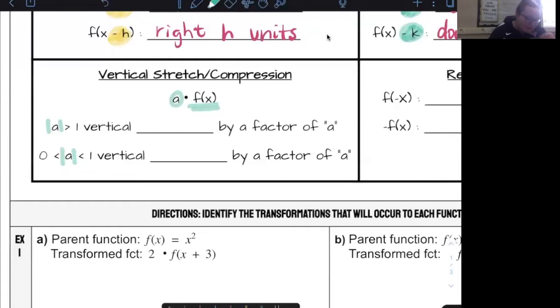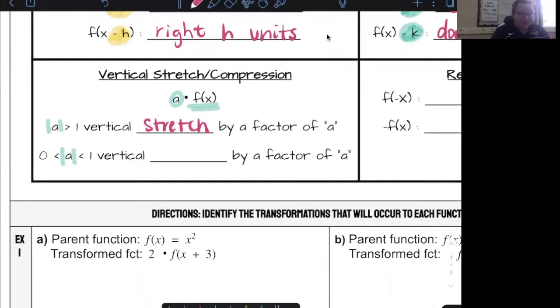So the absolute value of a, if the absolute value of a is greater than 1, so it's a positive number and it's bigger than 1, then you're going to have a vertical stretch by a factor of a. So if you're taking a number that's greater than 1, like 1.5 or 2 or 3 or 4, 10, 100, and you're multiplying that by the entire function, you are going to get a vertical stretch. It's going to make your y values skyrocket, essentially, grow very quickly.